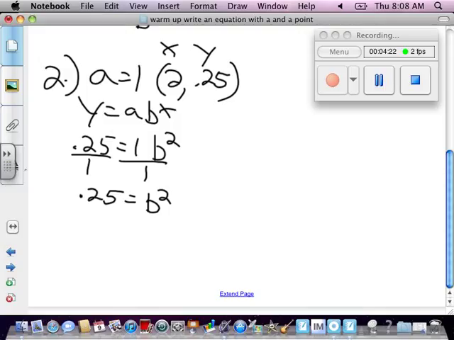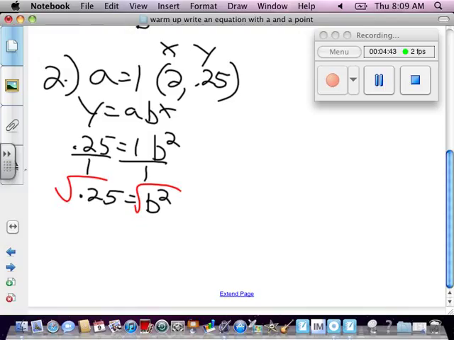What, you guys have never heard of square roots? Okay, whenever you have something squared, to undo the squared, you take the square root. What is the square root of 0.25? What's the square root of 25? 5. Okay, so let's try this.